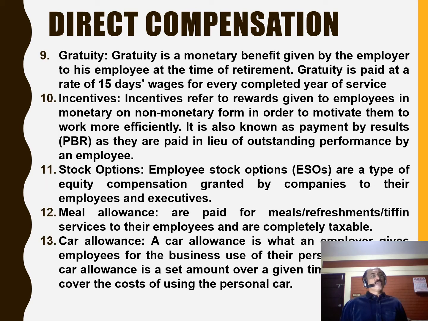Then there is something called gratuity. Now, gratuity is also a retirement benefit.